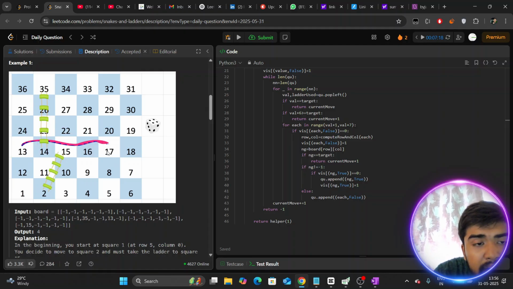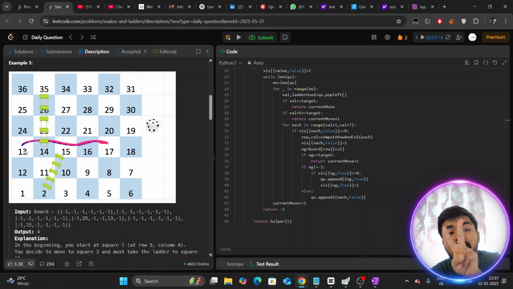So from 15 with a single dice roll you reach here, then the snake bites here, right? Because how did we reach 17 by dice roll? 15, 16, 17, we reached here, and from here we go here. So how many dice rolls to reach 13? One to here, and from here again a dice roll to here, right? So 13 we reached in 2 dice rolls, and from 13 you roll your dice a single time and you reach 14.